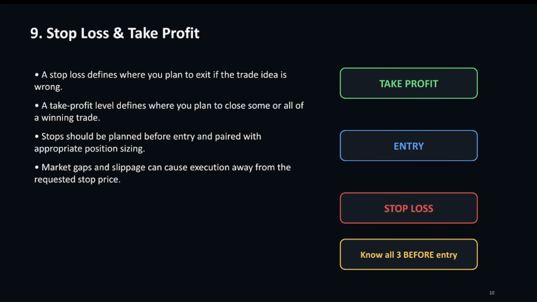The next thing you need to learn is a take profit level. Take profit defines where you plan to close some or all of your winning trade. Like I said, for the same exact example, let's say I'm entering at 100. I see that the market could potentially go to 110, so I'm going to put my take profit at 110. Now when the market reaches the price of 110, it's going to automatically take me out of my trade with my profit.